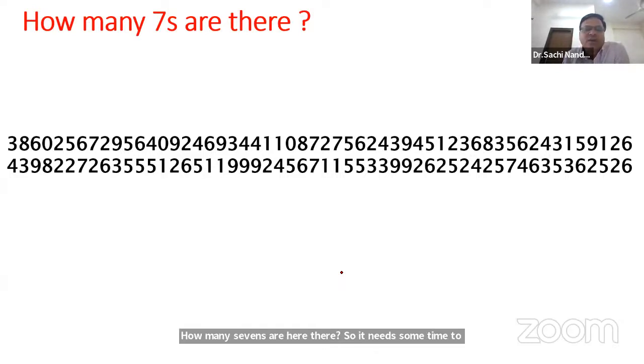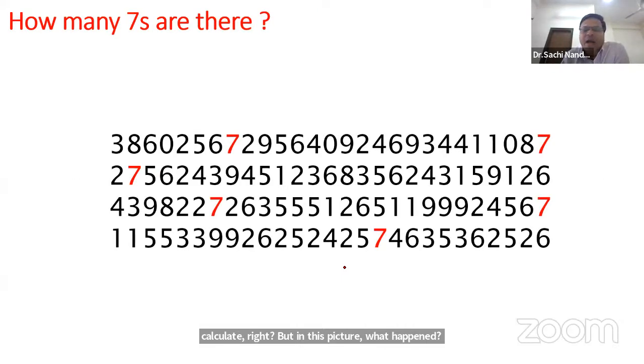But in this picture, what happened? How many sevens are there? Six sevens are there. How did you know? Here you did not count, right? Did you count here? No. So how did you know the sevens? Because the data is visualized in terms of red color. Data visualized in terms of red color. So this is called data visualization.